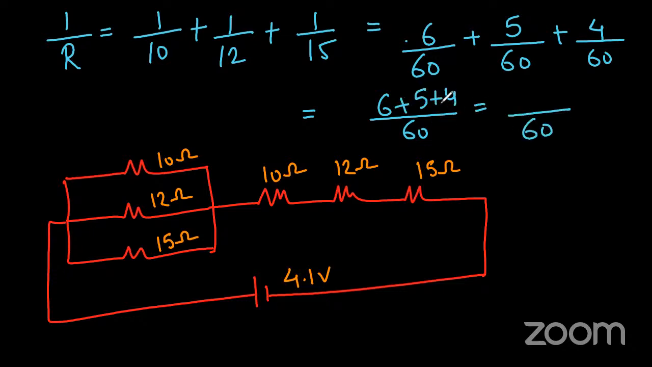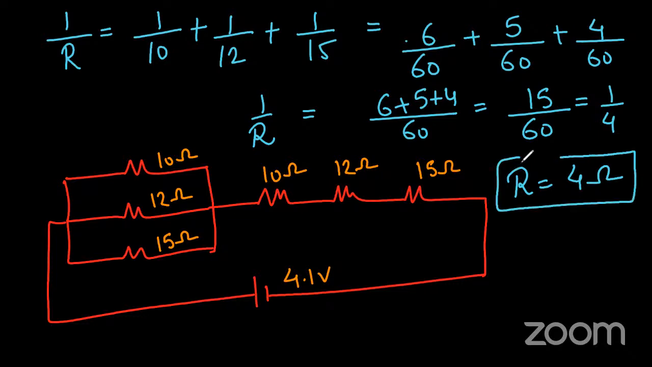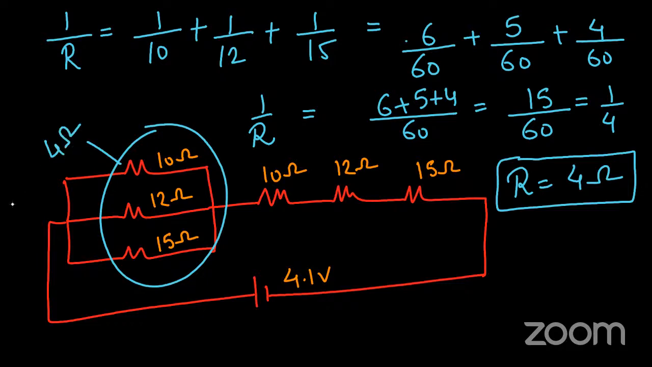So what is the answer? 6 and 5, 11, and it's a 15. So it's 1/4. But whose answer is this? This is the answer for 1/R. What we require is R, and what is R? Its reverse. If R goes up, this 4 will go up, so this is R. But whose answer is this? This is a parallel combination; combining these three, the answer is 4. Now this 4 ohm and these three, what will it be?